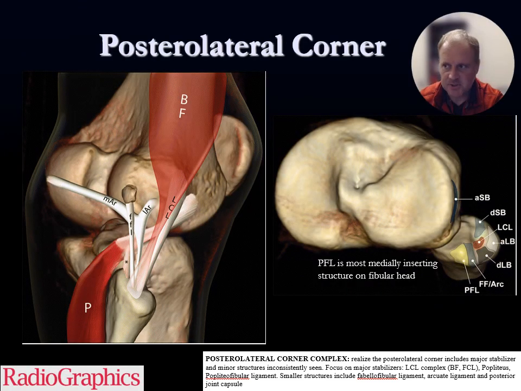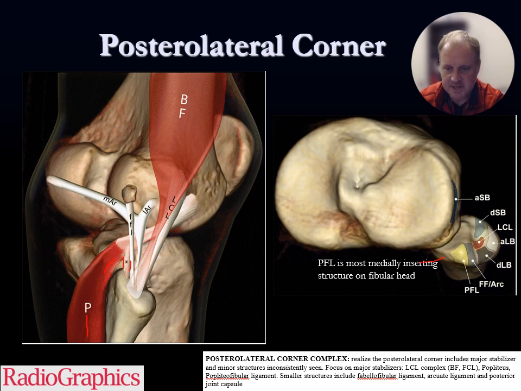This is nicely shown in schematic here on the posterolateral corner. So I showed that biceps femoris and lateral collateral ligament coming down to the fibular head, and then the popliteus coming up here through what's called the popliteal hiatus to its attachment site. And then you have this last important structure here, which is this asterisk structure coming off the tendon and inserting on the most medial aspect actually of the fibular head.